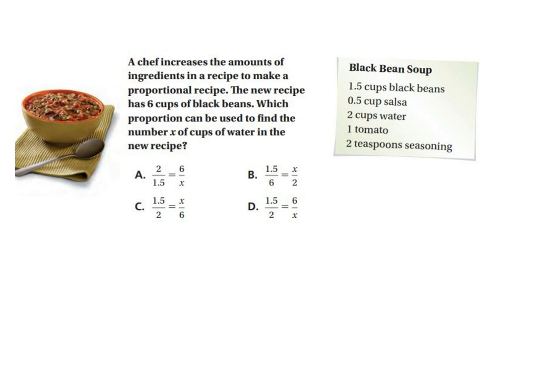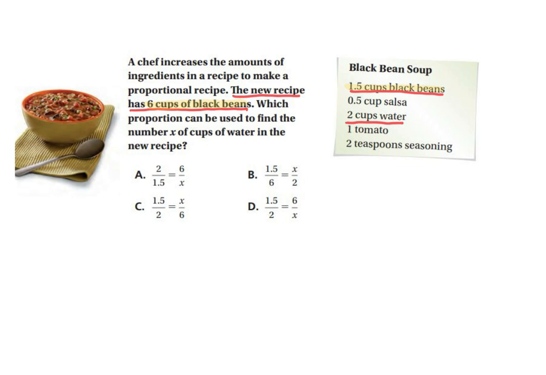So we're going to be comparing cups of water to cups of black beans. And the recipe's telling us that this new recipe is now going to have 6 cups of black beans. So 6 cups of black beans compared to 1.5 cups of black beans. That's telling us that whatever proportion we choose down below, the 1.5 and the 6 are going to have to be across from each other.